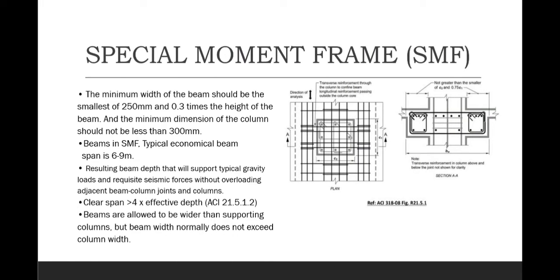So for the special moment frame, there is now a requirement for the minimum dimensions of the beam and columns, wherein the minimum width of the beam should be the smallest of 250 mm and 0.3 times the height of the beam, and the minimum dimension of the column should not be less than 300 mm.